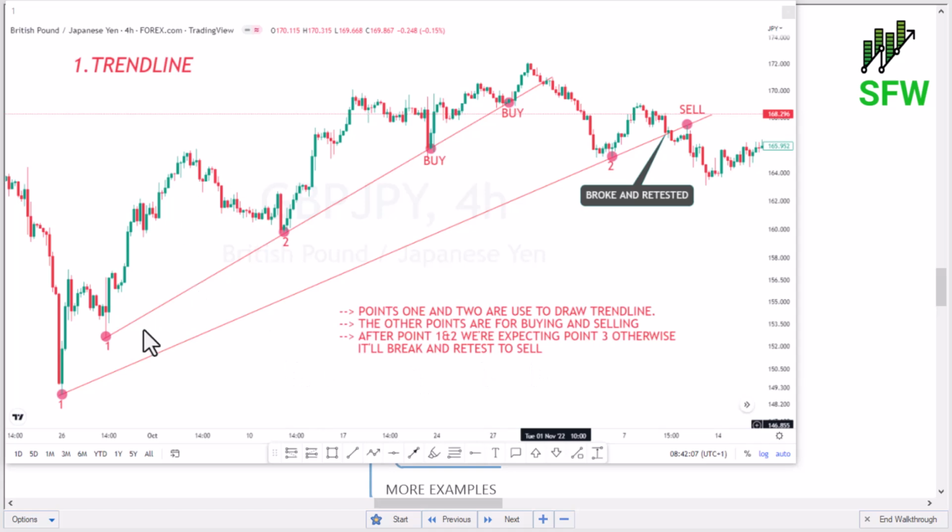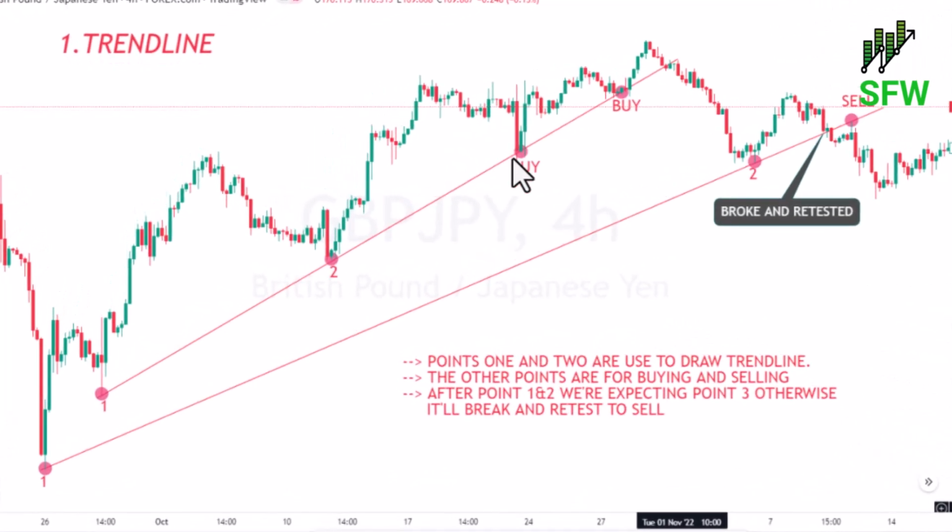Take a look at the chart. Point 1, point 2, we use them to establish a trend line. You see, each time price bounces on it, we're expecting a what? An opportunity. The first time it bounces up, the second time it bounces up. Okay. But what if it doesn't happen?